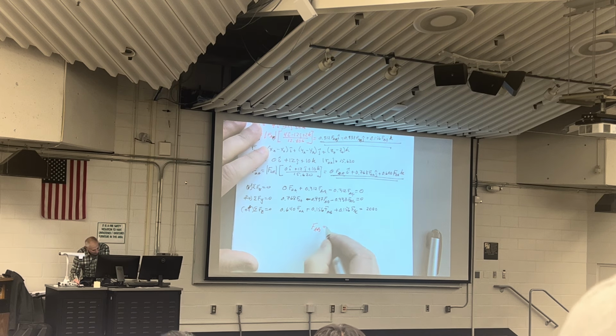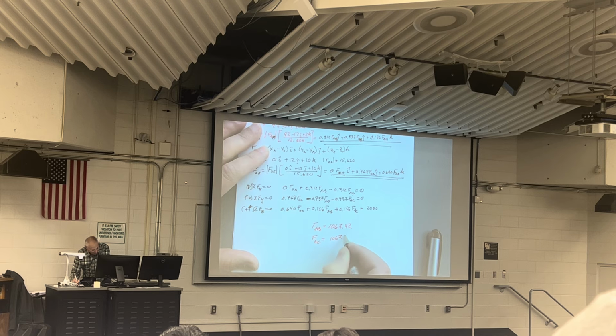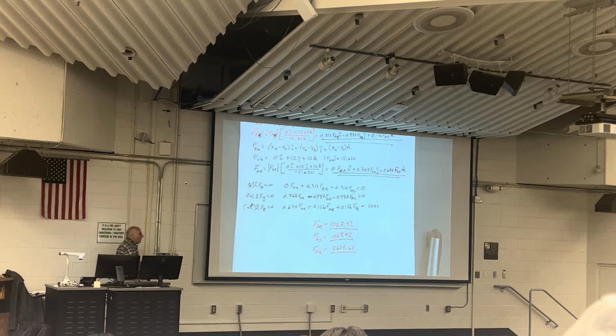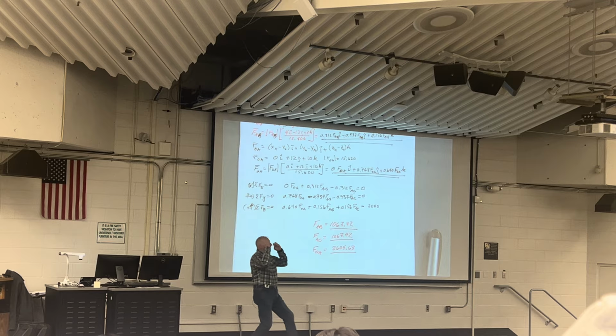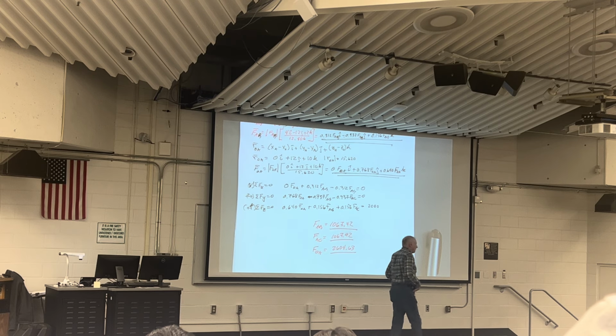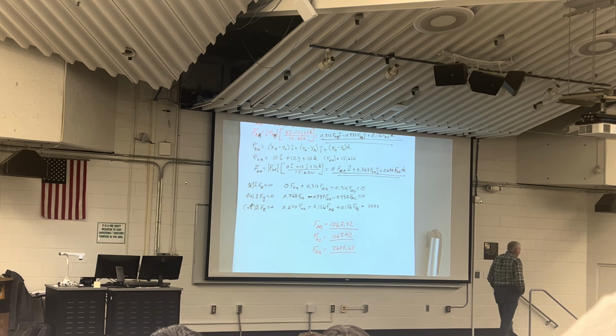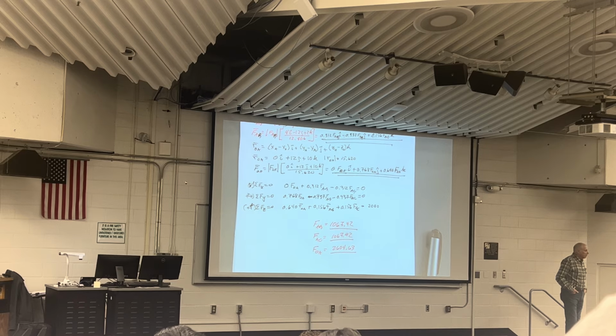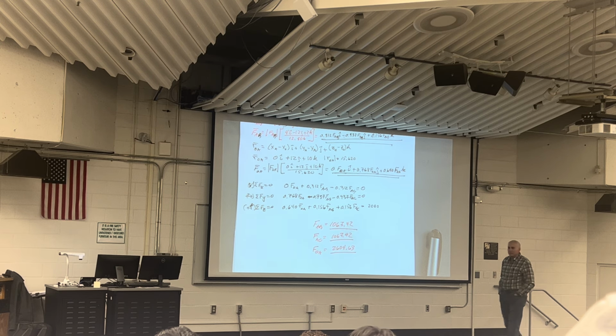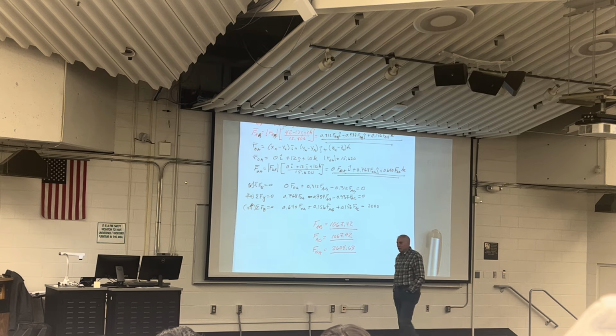FAB will be 1067.42. FAC, 1067.42. FOA, 2604.63. All of them with a positive sign. That means I guessed the right direction for them in the free body diagram. I'm a genius. Yes, sometimes I go, love myself. Of course you should. If you don't love yourself, who is going to love you?